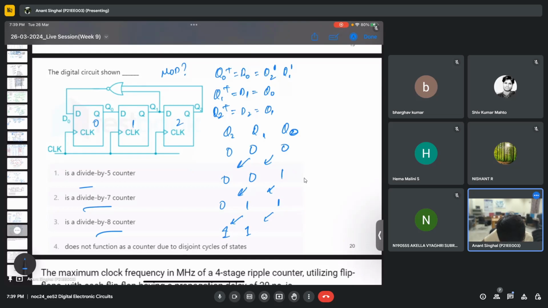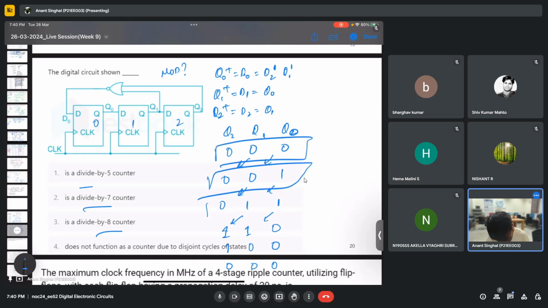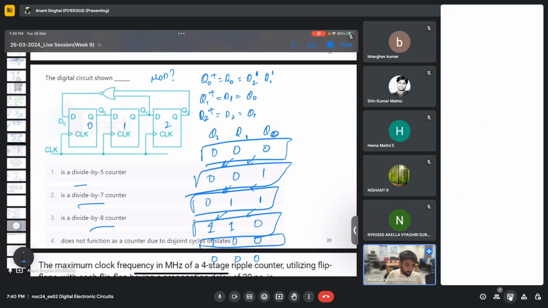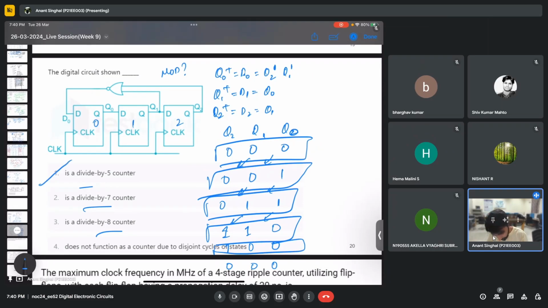I've done something. 0. Then 1, 0 will come here. This will be 0. Then 0, 0 will come here. I've done something wrong. Let me check 0, 0, 0 again. And then this is q2, q1. I'm not sure. So this is 1, 2, 3, 4, 5 are the states. What are the answers that you have got? Yeah, 5. So mod 5 counter. So it is option 1.